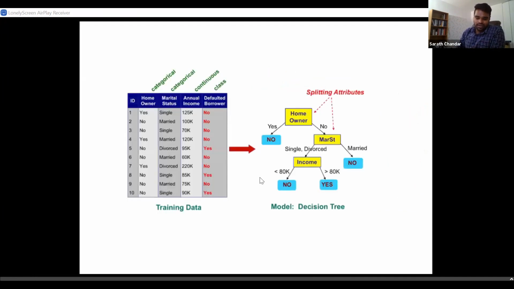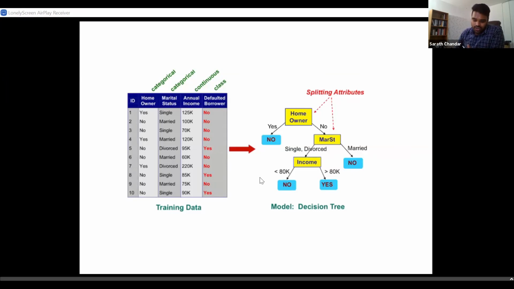Here is an example. On the left side, you see the training data. This is, I think, a bank loan defaulting problem. Given a bunch of features about a particular application, like does he own a home, what is his marital status, and what's the annual income, I want to predict whether this particular loan applicant will default or not, whether he's going to default and not pay the loan.